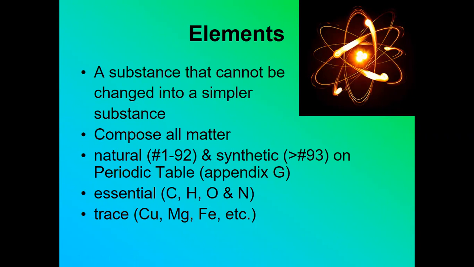Numbers 1 through 92 on the periodic table are natural. Just in case you're wondering what number 92 is, it's uranium. And if you don't know what number 1 is, it's hydrogen. Anything past number 93 is synthetic or created in a lab.